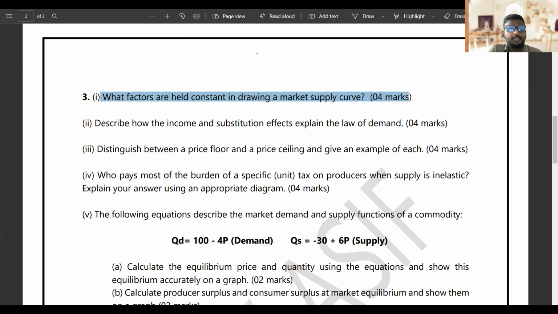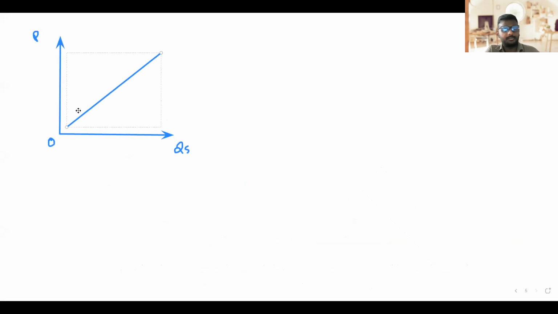Pretty good. So what's happening here is when you are drawing a market supply curve, so this is what a supply curve is. Now you have the price axis, 0, the quantity supplied axis, and the curve will look something like this. When you are drawing this curve, one thing is changing. Obviously, out of the factors that decide supply, what is the factor that keeps on changing when you're drawing a supply curve?